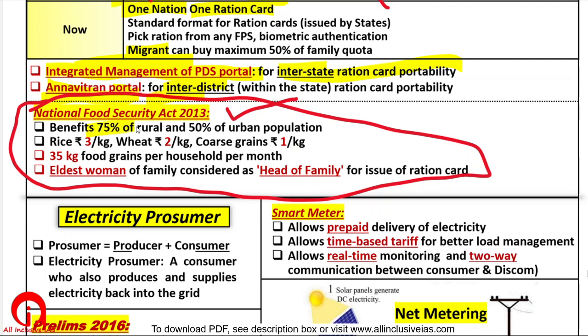This NFSA benefits 75% of rural India and 50% of the urban population. Rice at 3 rupees per kg, wheat at 2 rupees per kg, coarse grains at 1 rupee per kg, 35 kg of food grain per household per month. Simple figures, you have to learn them, can't help in this. And an important thing is that the eldest woman family member is considered the head of the family for issue of the ration card.